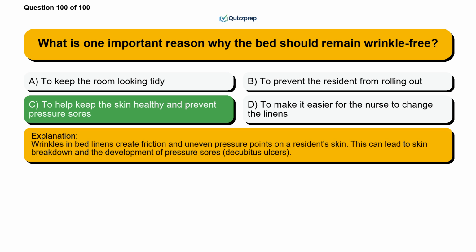Wrinkles in bed linens create friction and uneven pressure points on a resident's skin. This can lead to skin breakdown and the development of pressure sores, decubitus ulcers.